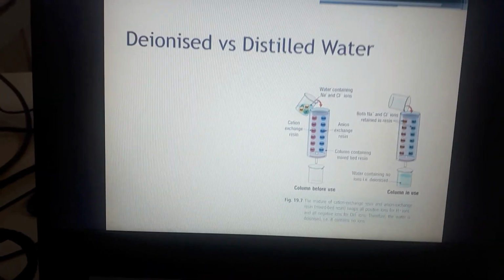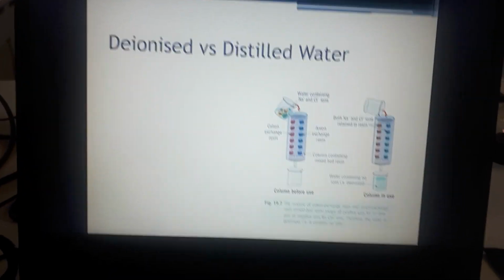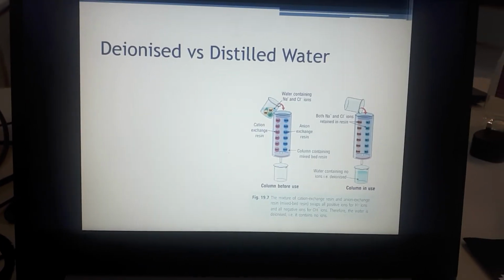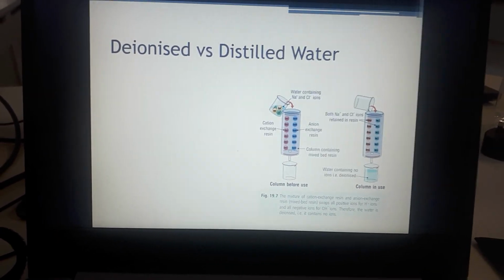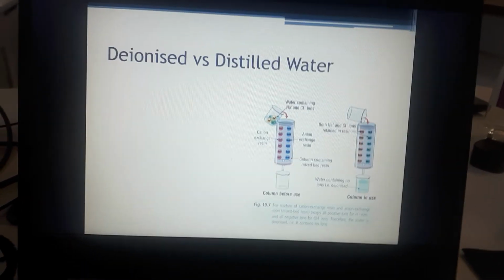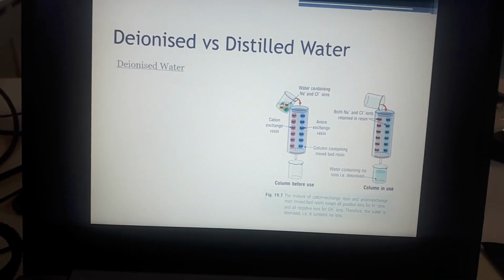Our final slide here then for today is deionized versus distilled water. So we've looked at deionized a lot in our course, and that's the water we use to wipe down our glassware with. So what's the difference between both of these?